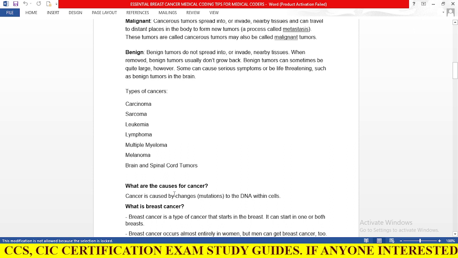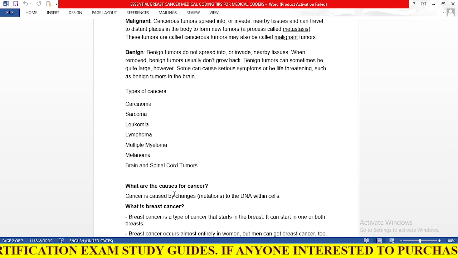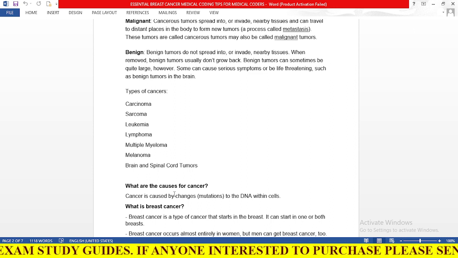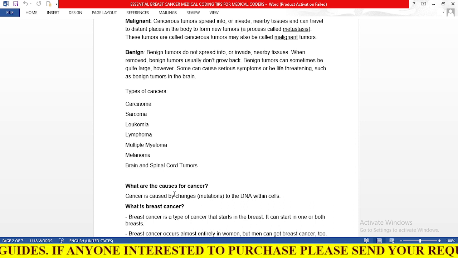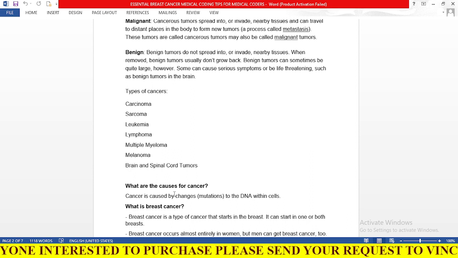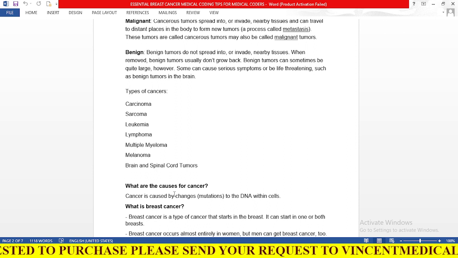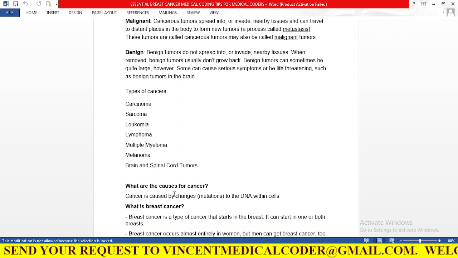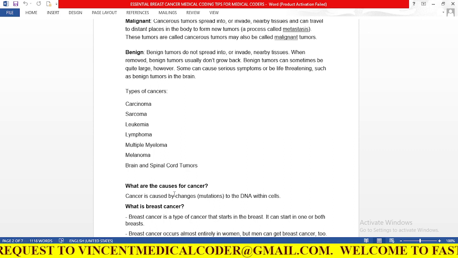So what are benign tumors or benign cancer? Benign tumors do not spread into or invade nearby tissues. Benign tumors are completely opposite of malignant tumors. Malignant tumors usually spread into nearby tissues, but benign tumors do not. When we remove them, benign tumors will not grow back, but malignant tumors may grow back.